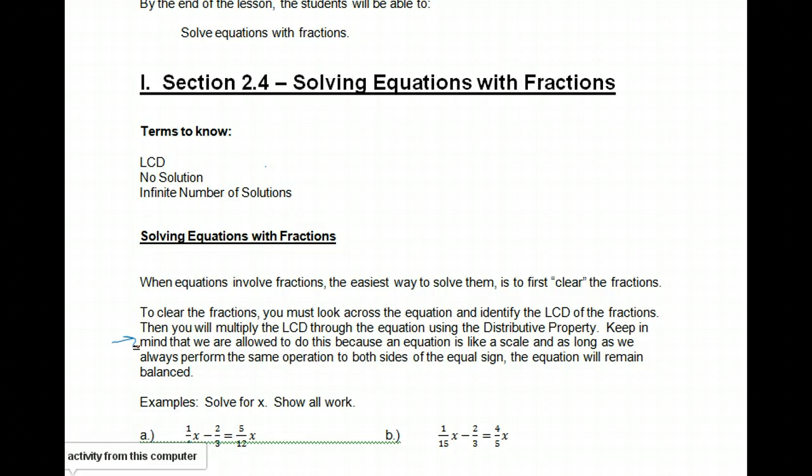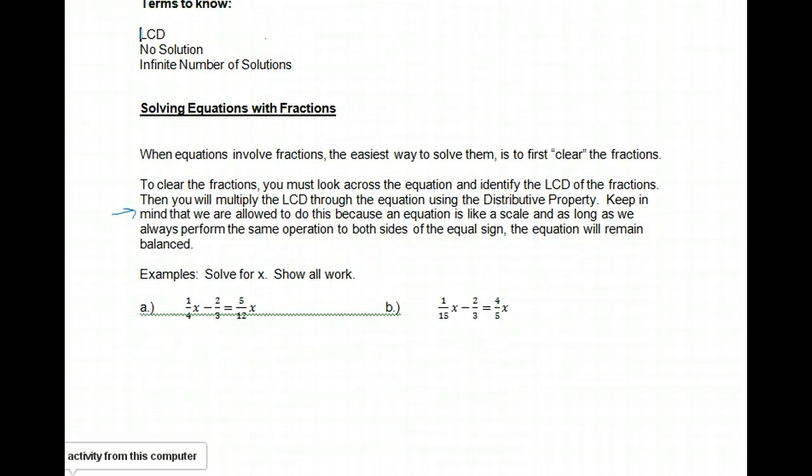Okay? So as you're thinking about this section and wondering how it is that we're even allowed to do something like this, that's why. As long as we do the same thing to both sides of our equation all the time, our equation is going to be balanced and we can manipulate it however we want to. Now, let's take a look at some examples so that we can start to learn how to eliminate fractions.